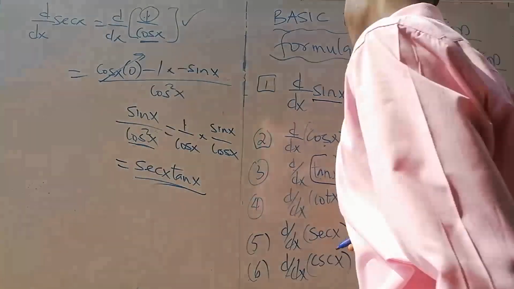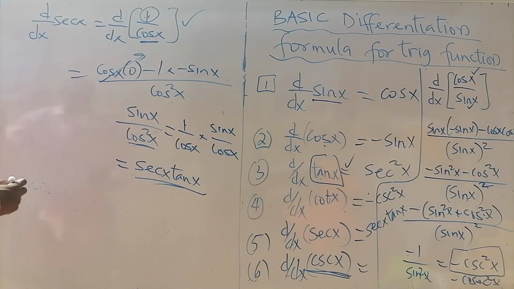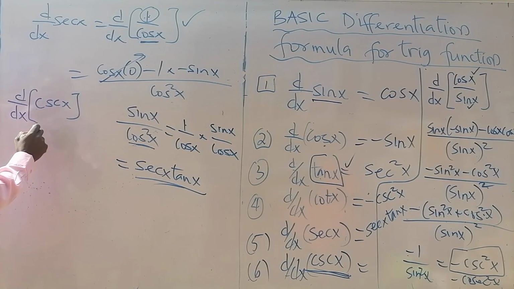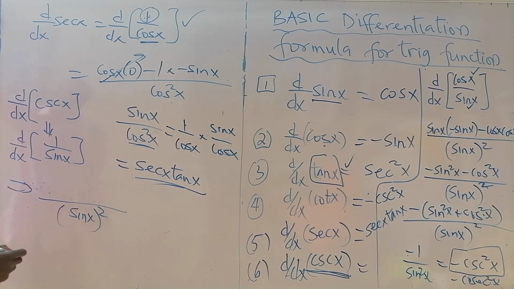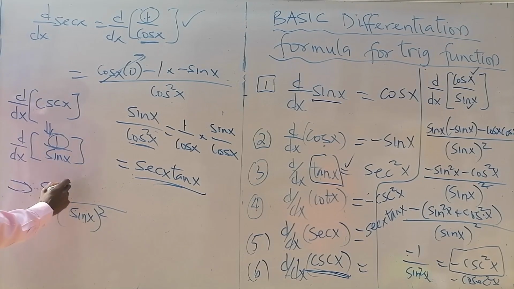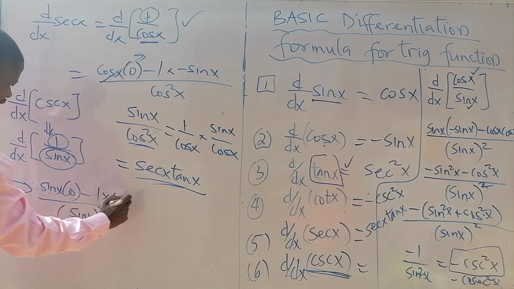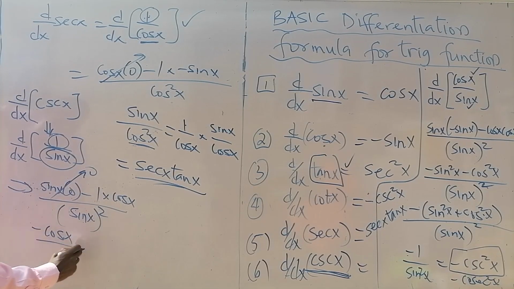Then the last one, that's the derivative of cosec x. So let's quickly do that. d/dx of cosec, which is 1 over sine. If you apply your quotient rule, that will be sine x squared, sine x. The derivative of the numerator is 0, then 1. The derivative of the denominator here is cos x. This one is gone, that's 0. So we have minus cos x over sine square x.